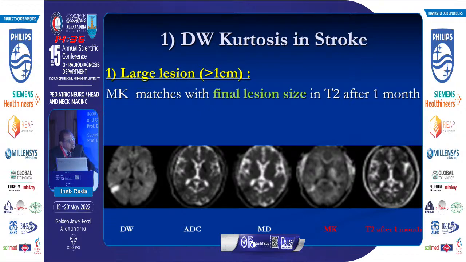This is a case of acute infarction. This is the size of the infarction in diffusion. After 1 month, on the T2, the lesion is nearly half the original one.